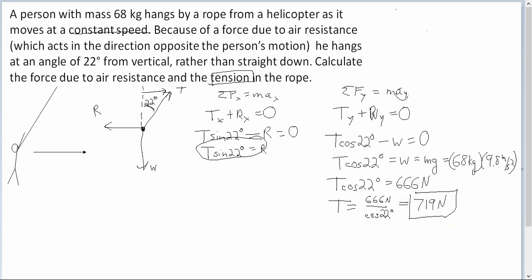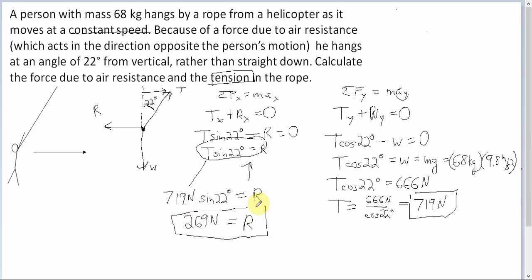The other thing we want to know is the air resistance, and we can get that by going back up to here. Now that we know what T is, we can say this is 719 newtons times the sine of 22 degrees is equal to R. And when we multiply that out, that gives us R equals 269 newtons. And that's the rest of our answer, which means we're done.